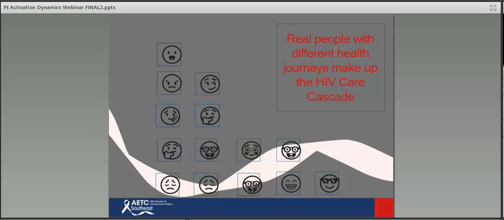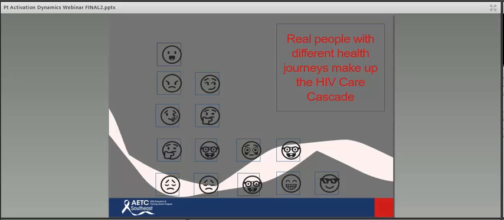I created this because it reminds me that the care continuum, the HIV care continuum, is about individual people. And as you can see, I've used little emojis to show that everybody's at a different spot. Some people are very sick when we meet them. Some people are angry. Some people are surprised and overwhelmed, like me, how could this happen? And then some people are sad and depressed. And some people are contemplating, what do I do now?